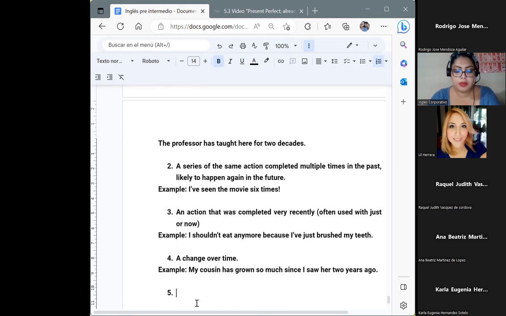Number five, an incomplete action that is expected to be finished in the negative form.